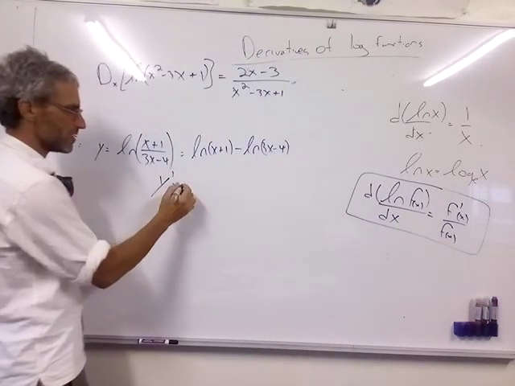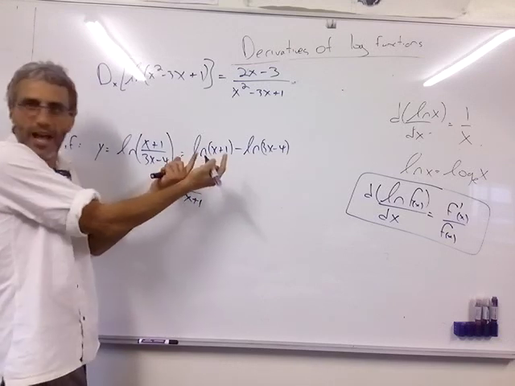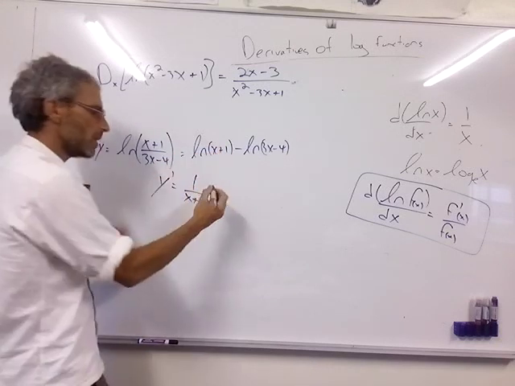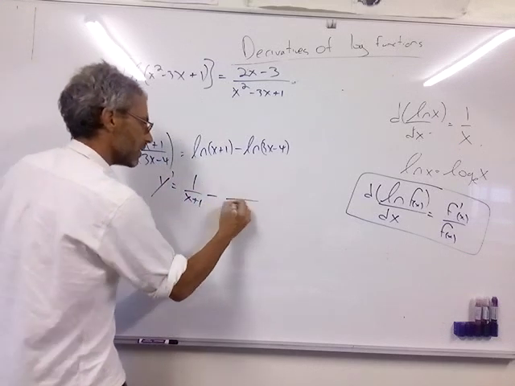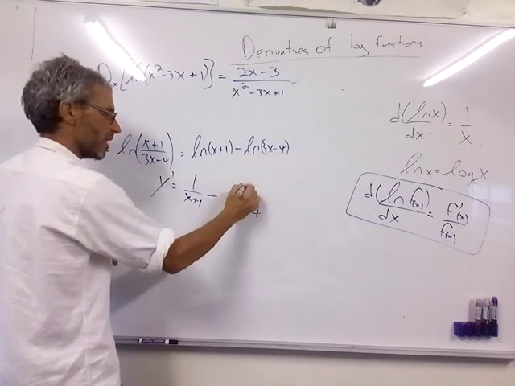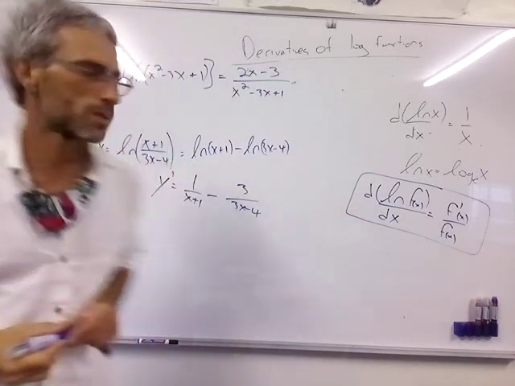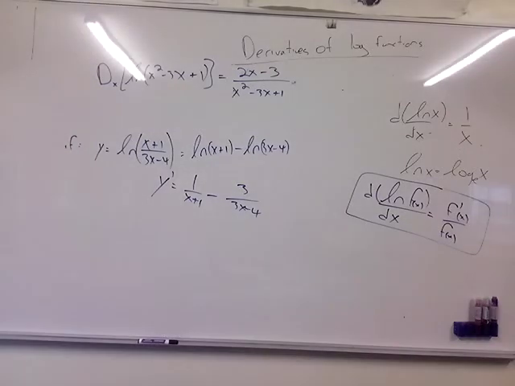So the derivative of this will be 1 over x plus 1 times the derivative, which has nothing, is 1, minus 3x minus 4, and now I need to multiply it by 3. So I think that's the answer. Yeah, that's the answer. Okay, I'll just pause here.